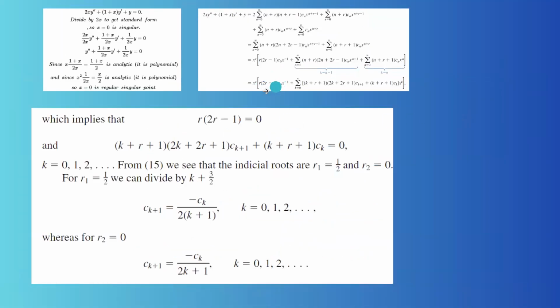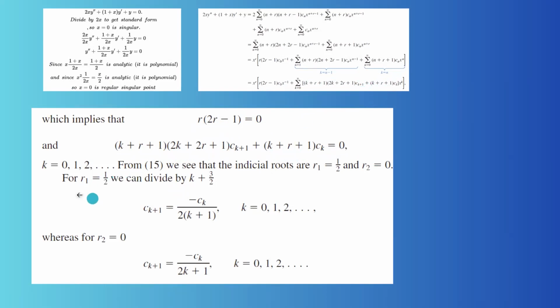Very good. So when you set this equal to 0, r times (2r minus 1) becomes 0. r is 0 or r is equal to a half. Now, we're going to use the rest of the terms to find the recursion. You get (k plus r plus 1)(2k plus 2r plus 1) c_{k+1} plus (k plus r plus 1) c_k equal to 0. Again, this is just coming from the coefficient in the general term here.